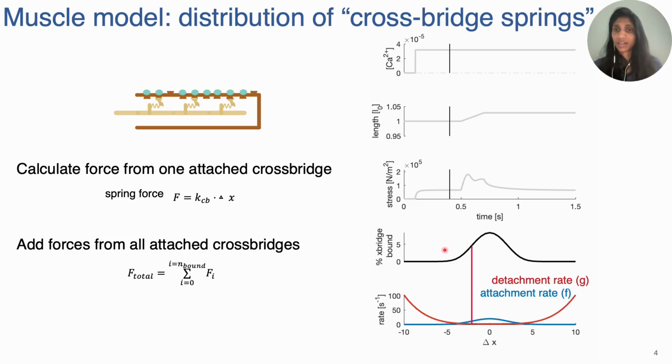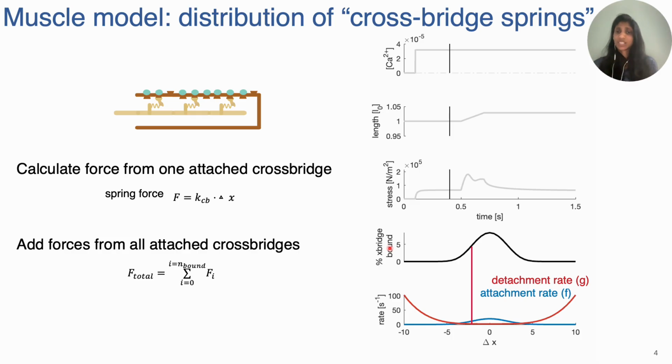Now, if you want to calculate the force from all of these attached cross bridges, I showed you the math for one delta x. We just have to repeat that for all of the delta x's. And in the code that you will play with immediately after this talk, that's what happens. We have discretized the delta x into about 20 bins, and the code does the same math for each of those bins and then sums them up.